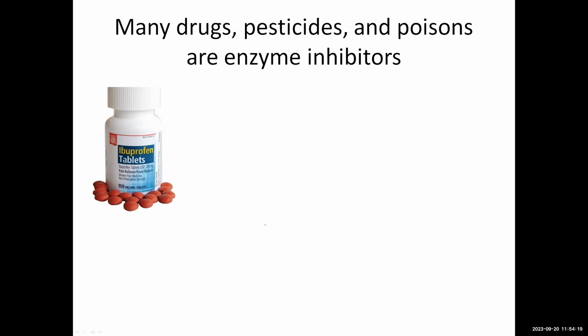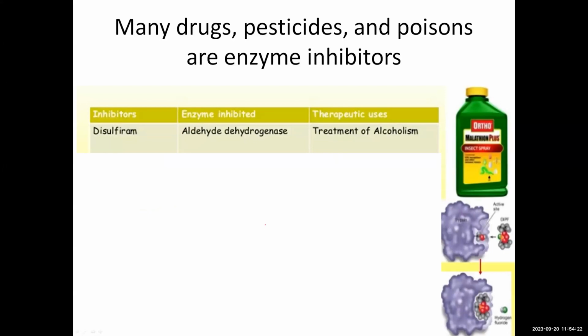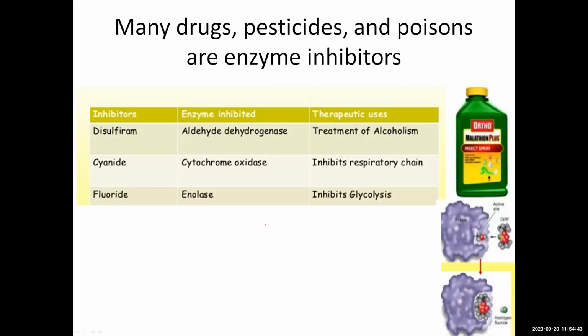Other examples of enzyme inhibitors are things like disulfiram. Disulfiram is an alcohol dehydrogenase inhibitor, which prevents alcohol from breaking down. This means that you can't get drunk. Cyanide is also an enzyme inhibitor. In this case, it inhibits the respiratory chain necessary for making ATP. Fluoride, which is in toothpaste, is also an enzyme inhibitor. This prevents the first step of respiration, which kills bacteria. But it would also kill you if you drank enough of it.